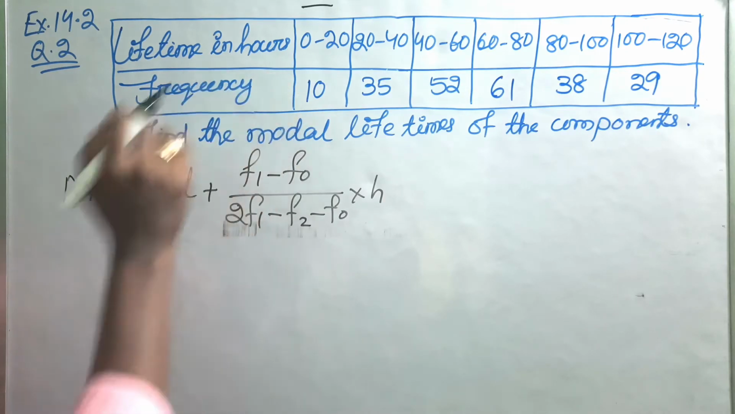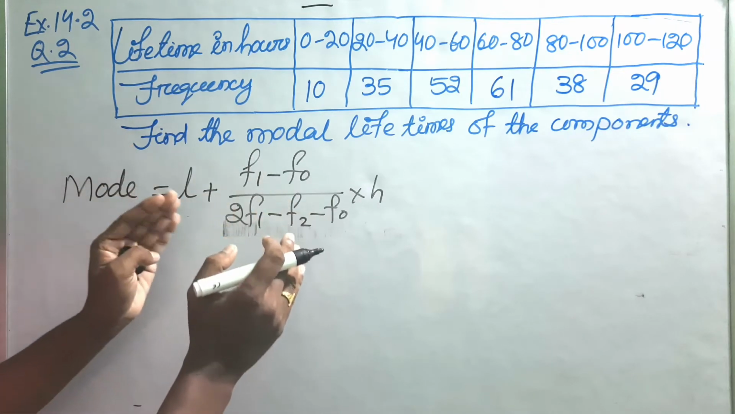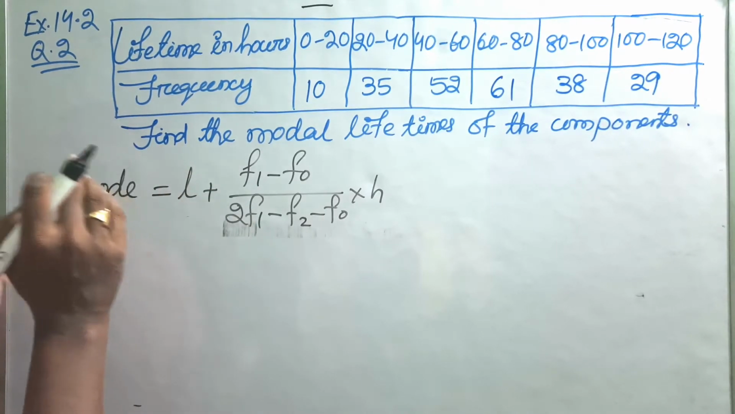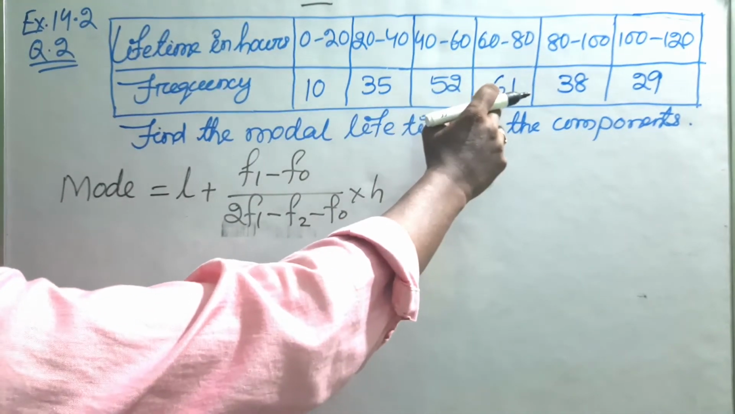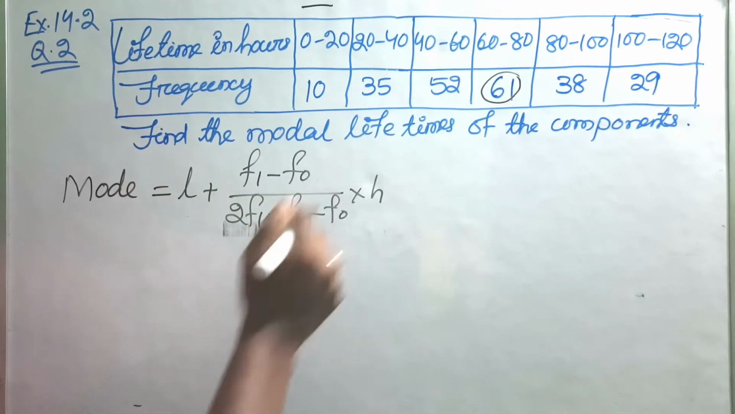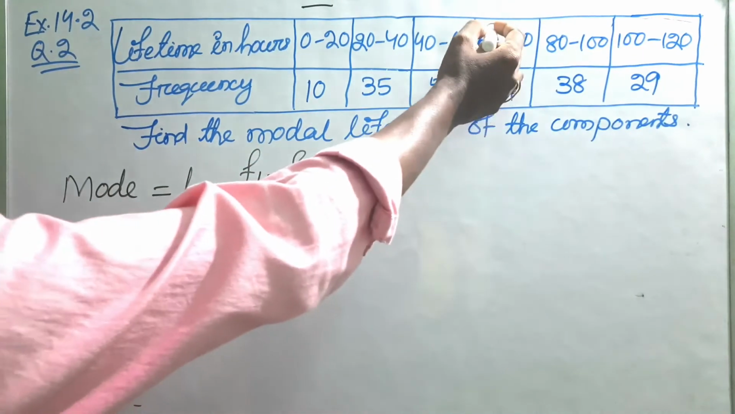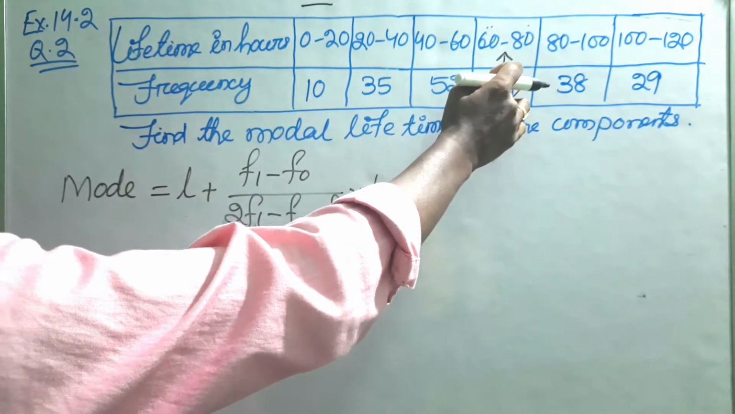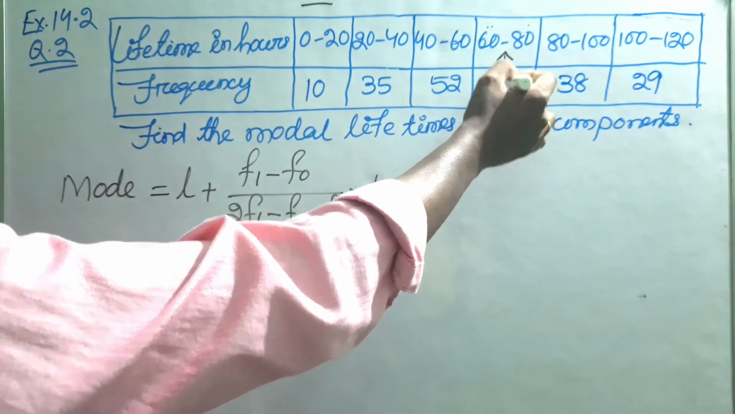Now the question arises: how to know which one is the modal class? In order to find the modal class, first of all we have to look at these frequencies. Here the maximum frequency is this one. The class corresponding to this maximum frequency is 60 to 80. So 60 is the lower limit of this class and 80 is the upper limit. This class with the maximum frequency is known as the modal class, and this is the modal frequency.